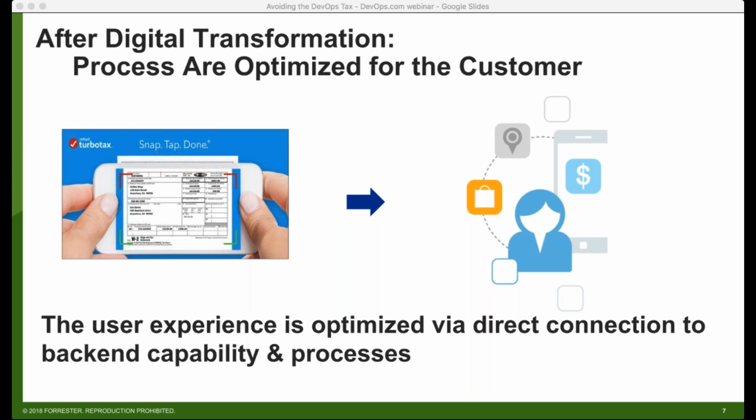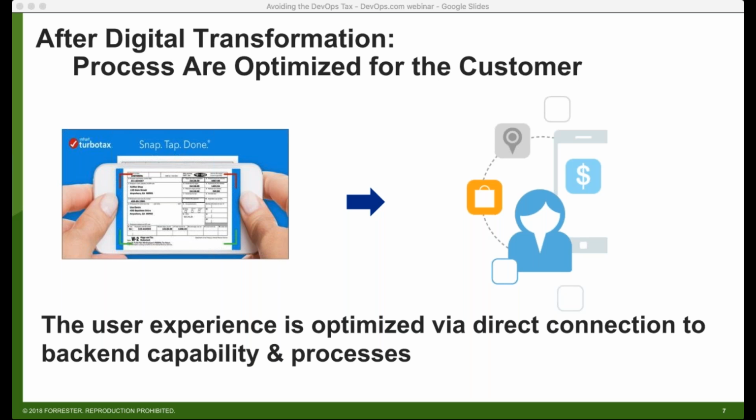So in this case, the user's experience is optimized via direct connection to back-end capability and processes. Previously, those back-end capability and processes were the realm of the business, and the business managed that. By exposing those and opening up that processing capability to the front end and integrating the customer into that experience, you've created a complete end-to-end experience that's optimized for the customer and delivers an excellent customer experience. So that's what we mean by digital transformation, and this is why it's so important.